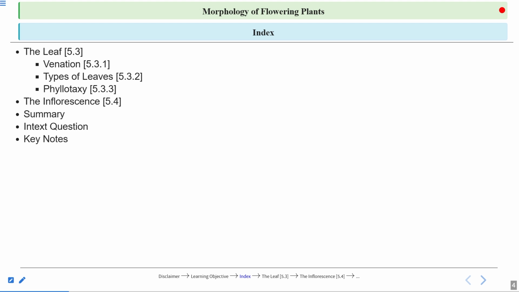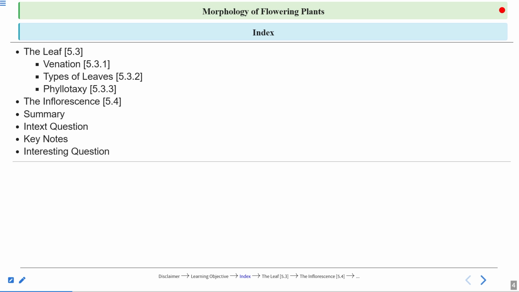Then I'll give you some keynotes which are very important for this chapter. These keynotes will be for the topics leaf and inflorescence, and they will also help you crack the NEET exam. Then there will be some interesting questions in the end. These questions will enhance your critical thinking ability. Alright, so we'll be talking about leaf and inflorescence.